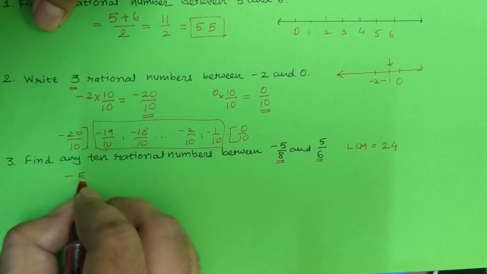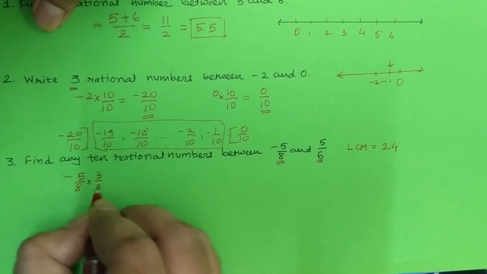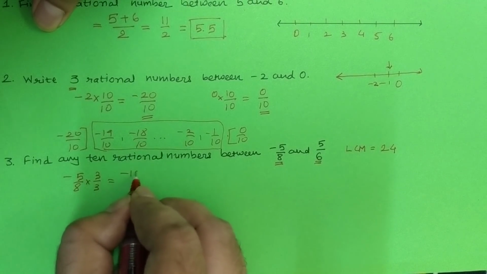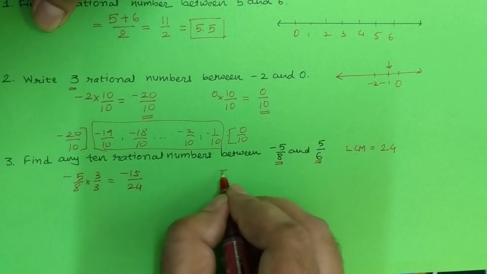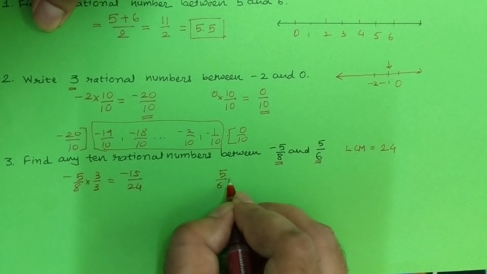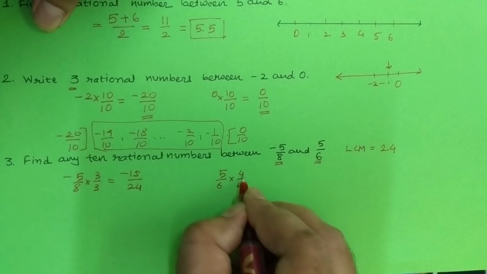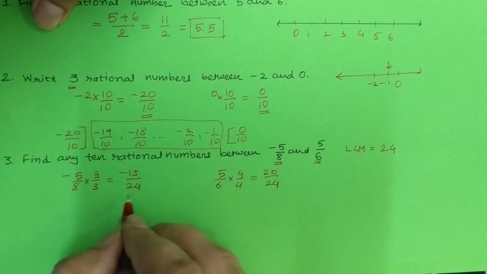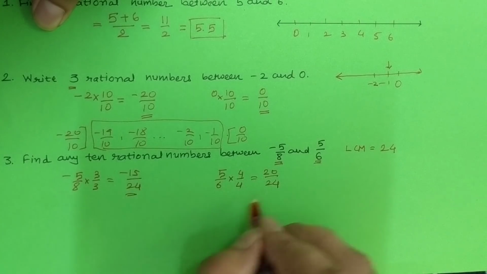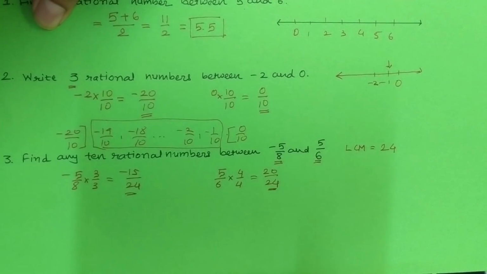So if I write minus 5 by 8, so for the 24 I will multiply it with 3, then 5 3s are 15, and the denominator is 24. And for 5 by 6 it is 6, and 6 4s are 24. So I will write 20 by 24. So here I have minus 15 over 24 and 20 over 24.